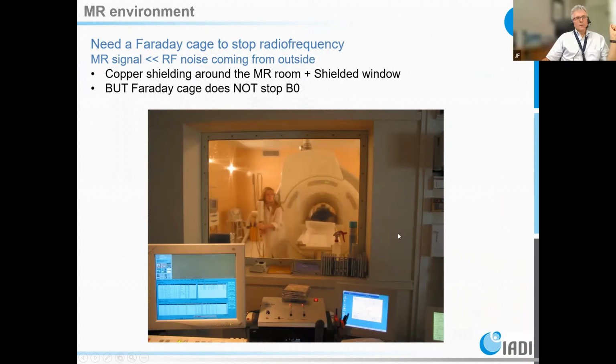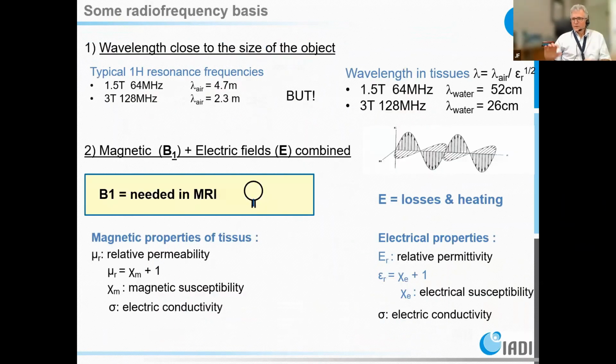Here, if you have a small Faraday cage on the system, B0, the static magnetic field, can go through this Faraday cage. The Faraday cage is only stopping radio waves. So I have some details. I'm sorry, these two slides are more complex, but it's important for me.